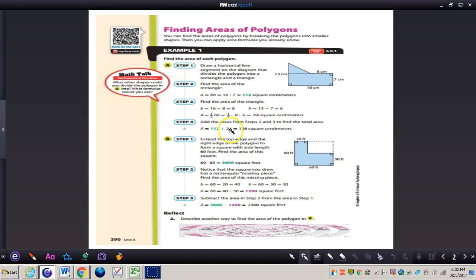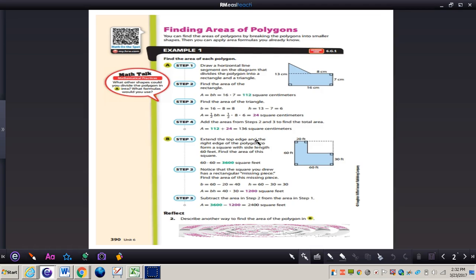And then from there, what you do is you add the areas from steps 2 and 3. We had step 2, 112, step 3, 24. So you take 112, add 24 for 136 square centimeters. So that would be a way that you would find the area of a polygon. You want to divide it up into different shapes that you already know the formula to.